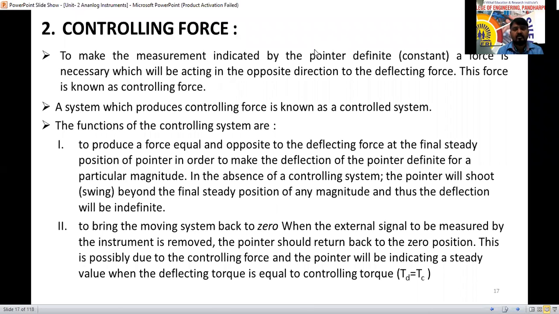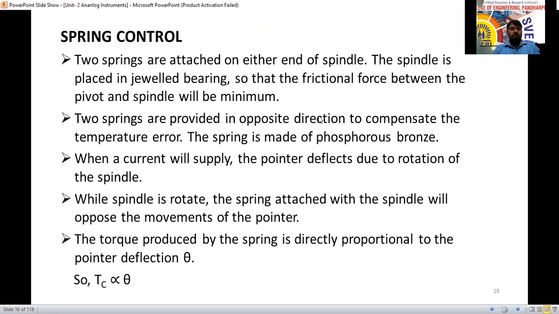And the second one is to bring back the pointer to the zero position. To bring back the pointer to the zero position, the controlling force is required here. So based on that, there is one method to operate this, which is called the spring control method. That is what we are going to discuss in today's class.